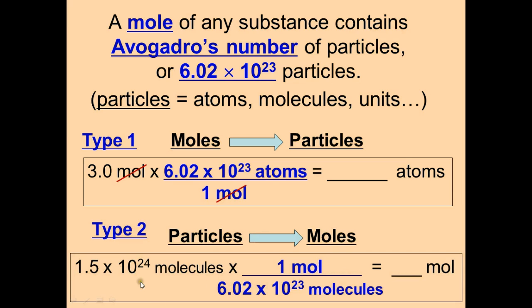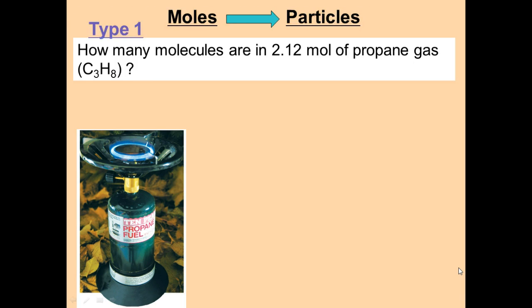So if you start with particles or molecules, you want molecules on the bottom of the next fraction, so these two cancel out like that. And then you put moles on the top with just 1 mole, and that's how you get the number of moles. And so we end with moles, and that's what we want, so that's good. And so here's some scenarios.